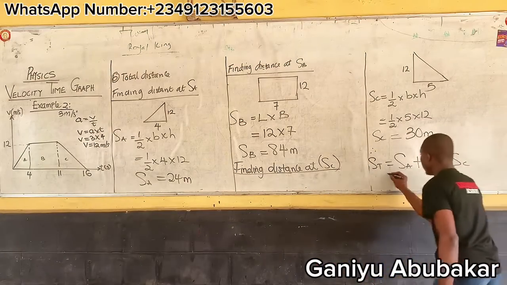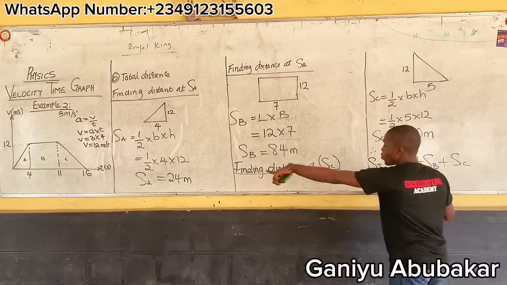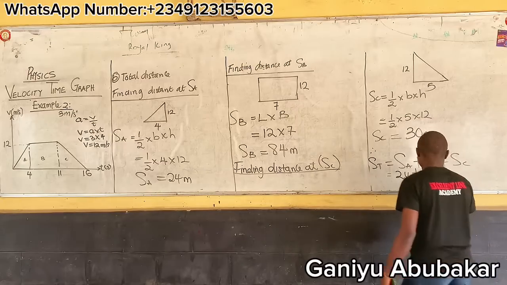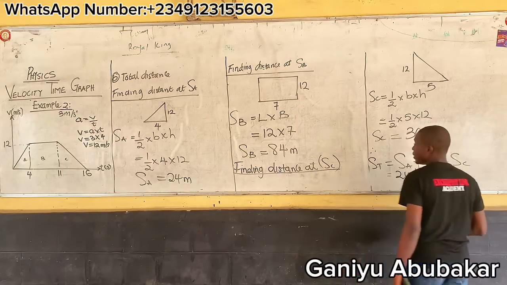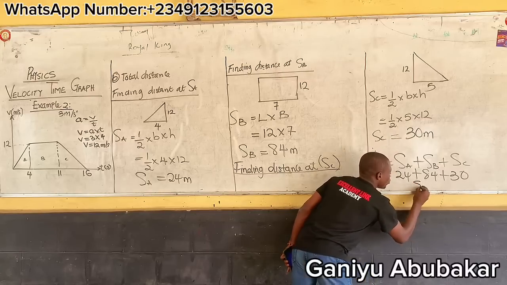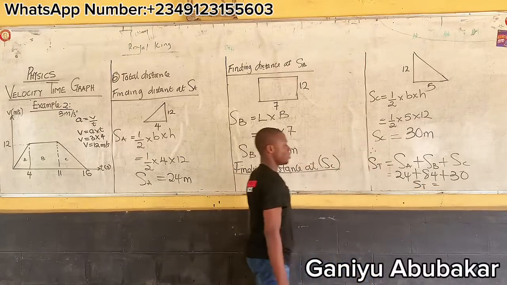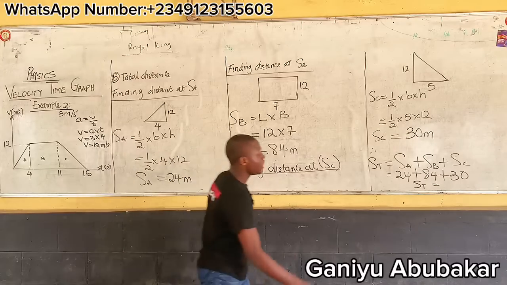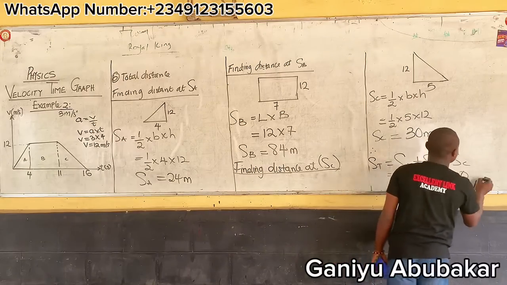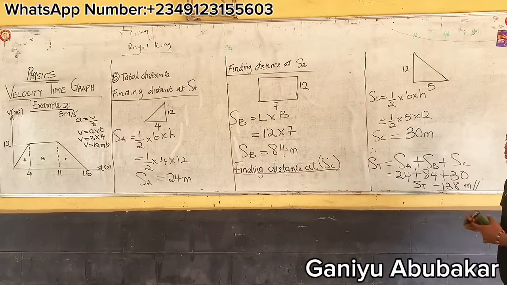Peter, what do you have here? What's SA? 24 meters, plus what's SB? 84. What's SC? 30. Please, what's my total distance? 138. 138 meters. That's my total distance.